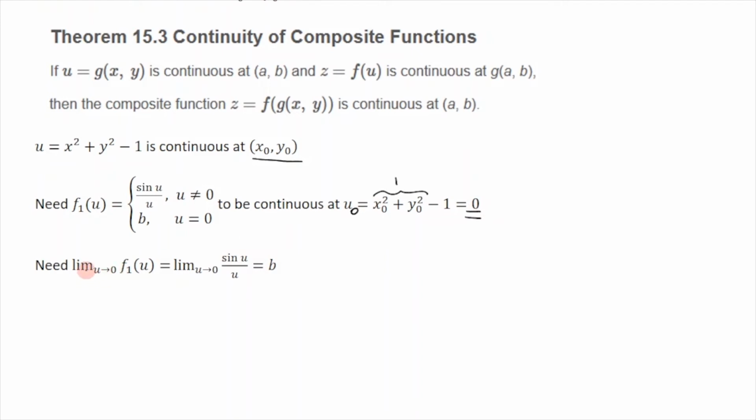Okay, so we want the limit as u approaches 0 of this guy to be equal to b. This limit is the same one as the limit of this part. The reason why is because limits talk about behavior near some point, near 0, not at 0. So this is at 0, this is near 0. So we always want to select the value that's near, not at a point.